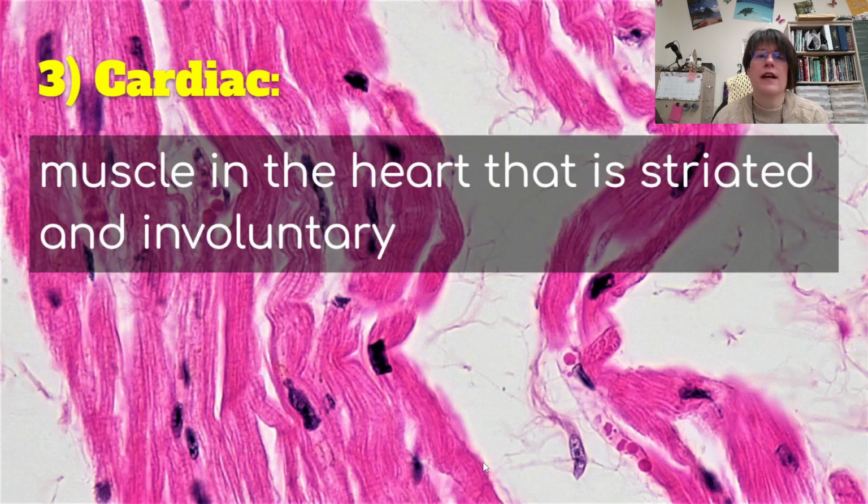There's also cardiac muscle. This is muscle that is only in your heart. It is striated, so it's not as easy to see in this picture, but you can see the lines through the muscle fibers, and it is striated and involuntary. Again, you do not have to think about your heart beating. It just beats.